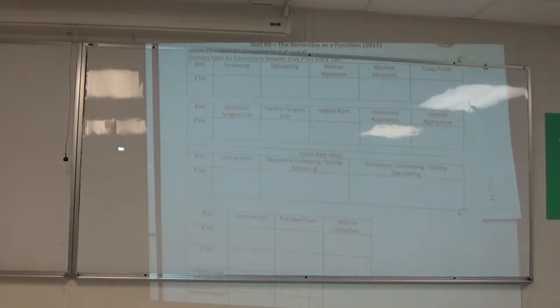This one goes the opposite way. It switches direction. This one just keeps the graph going in the same direction.